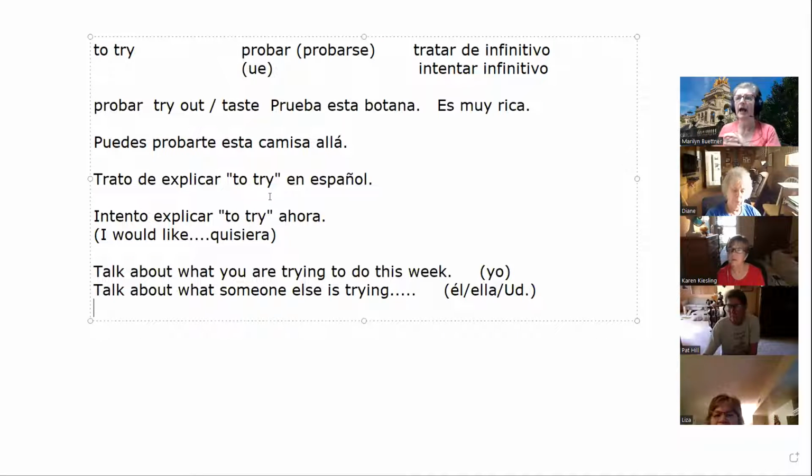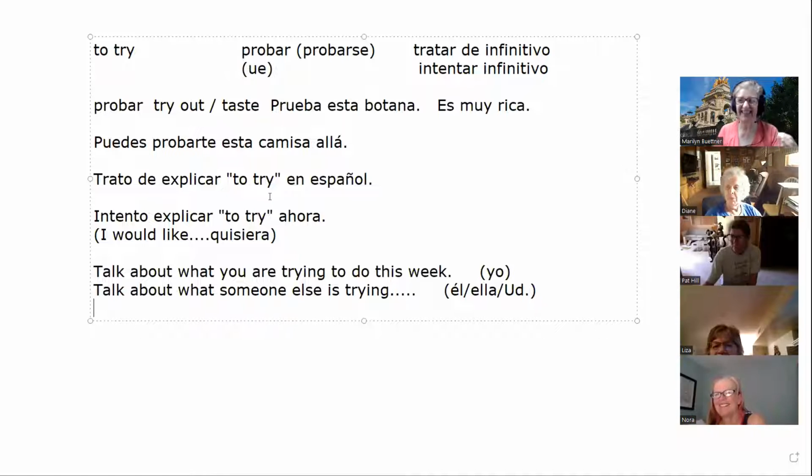Bien. An example, if I don't talk about yo, trato de, but I talk about somebody else, I could say, mi esposo, and I'm going to use intentar now. Mi esposo intenta reparar su bicicleta. Intenta reparar su bicicleta. Okay, the difference is not much, except one is a yo and one is an él, ella, usted.